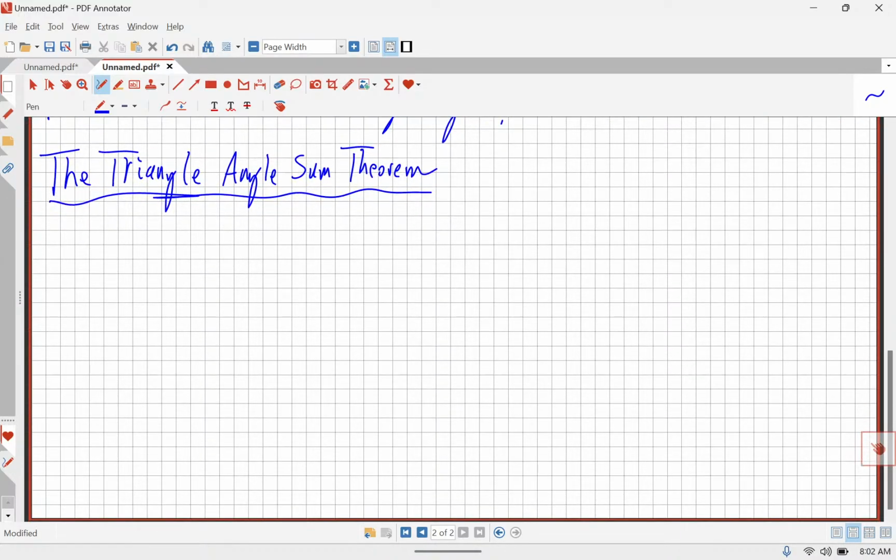Okay, so the triangle angle sum theorem really just says that the 3 interior angles of every triangle in the universe will always, always, always add up to 180 degrees, no matter what. So if I have a triangle like this one, speaking of French fries, let's call this YUM.